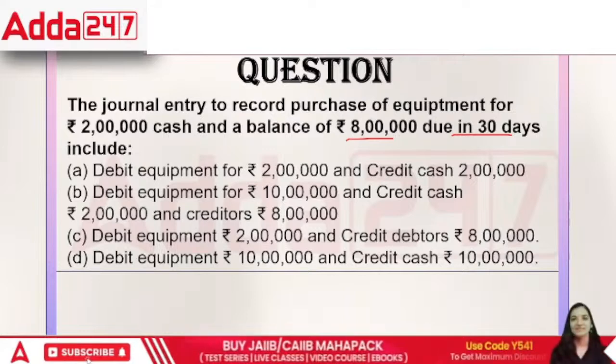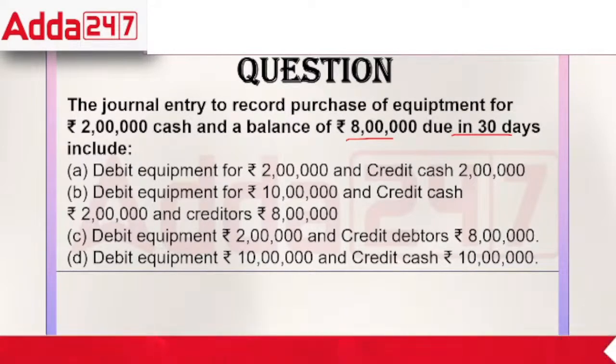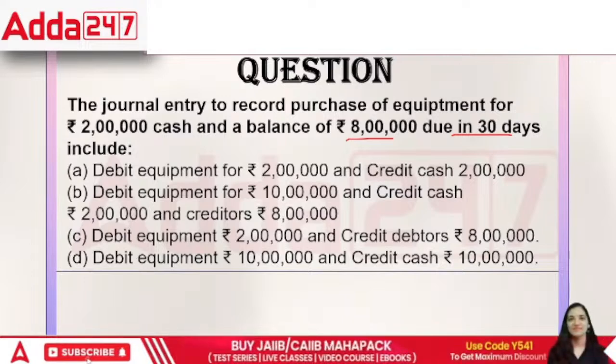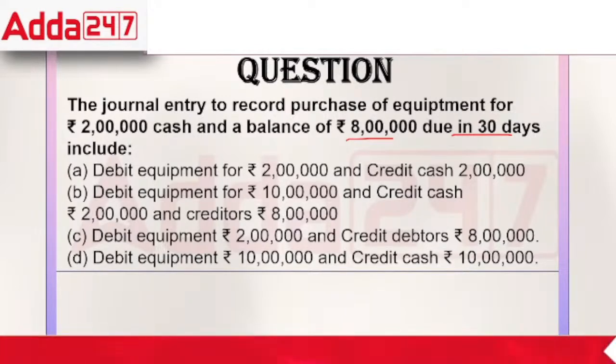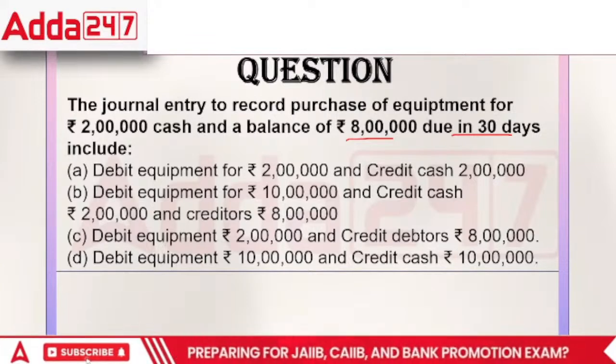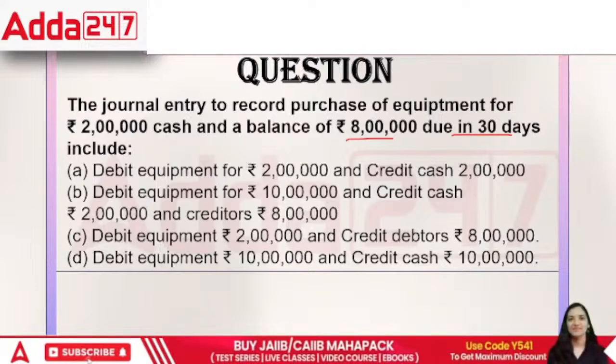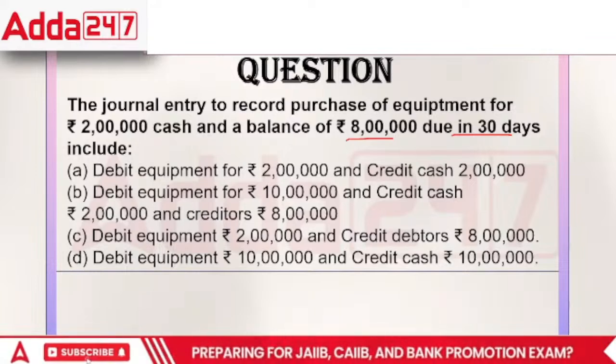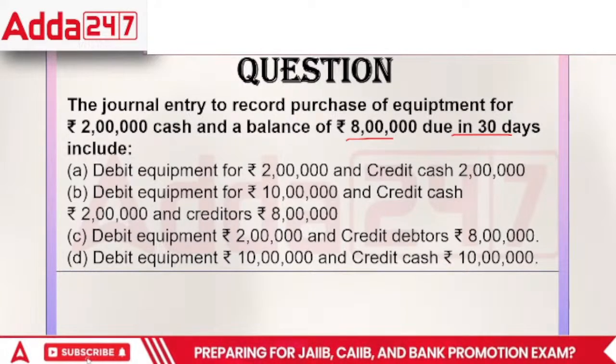It says debit the equipment with 2 lakh and credit the cash with 2 lakh because we're paying 2 lakh in cash right away. Or we should write the equipment as 10 lakh and credit the cash with 2 lakh and creditors with 8 lakh, or debit the equipment with 2 lakh and creditor with 8 lakh, or debit equipment as well as cash with 10 lakh. Currently, you can see we have bought the equipment for 10 lakh rupees. It's basically 10 lakh overall now.